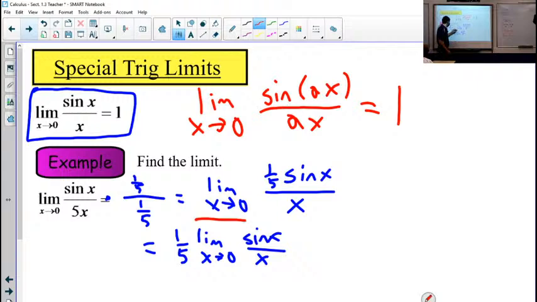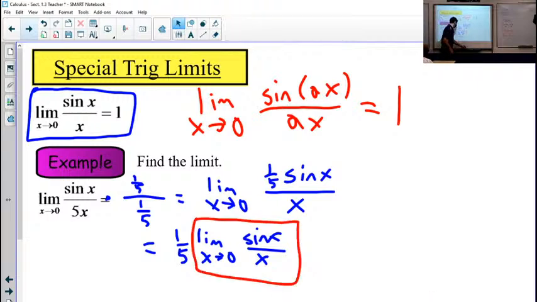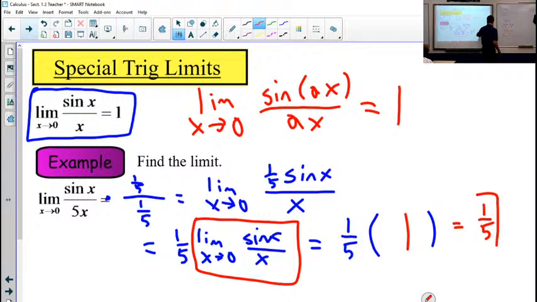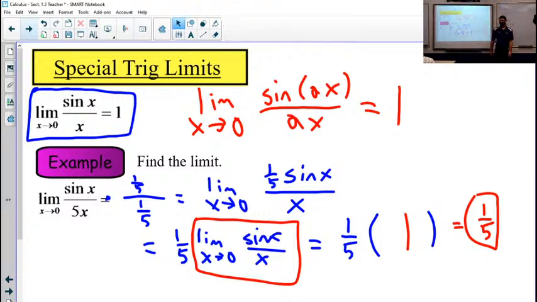So we know what this is. It's 1. One-fifth times 1, so that's going to be 1/5. So this limit is 1/5. So again, our goal is to try and turn this into sine of x over x or sine of ax over ax. So we're playing around with the expression to get it to simplify the way we want.